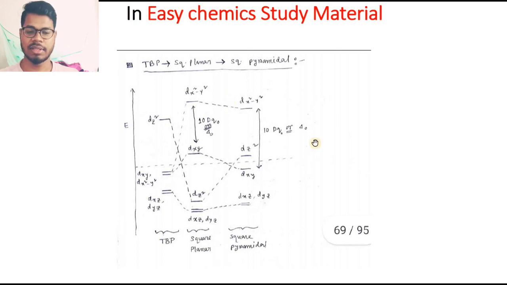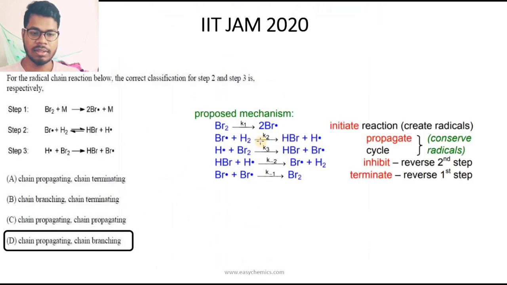Okay, so that you have to take care of. The next question is about the radical chain reaction. It's a very common reaction that you can find, of course, in my materials also. So that will be step 2 and step 3, that is chain propagation. Both are chain propagation reactions. Okay, I have selected the wrong one. That will be C, chain propagation and chain propagation reaction.